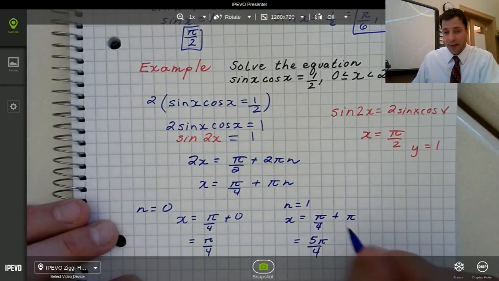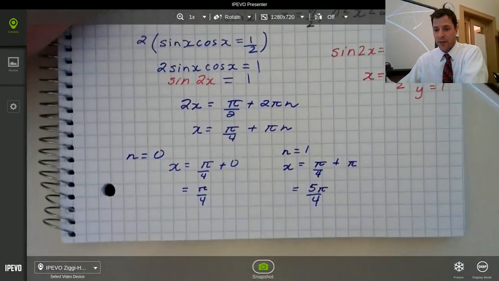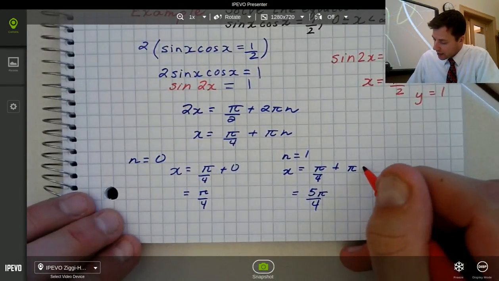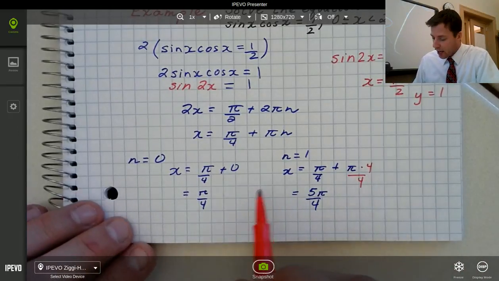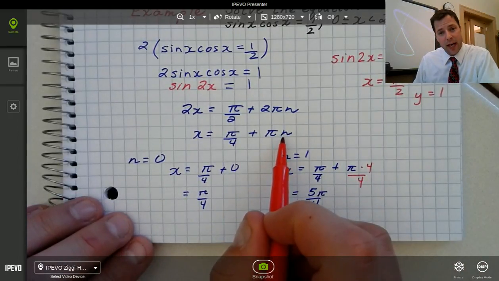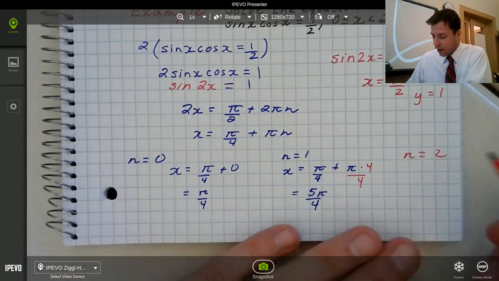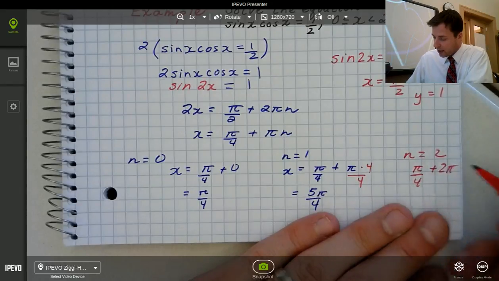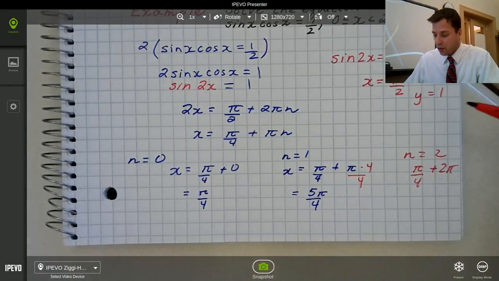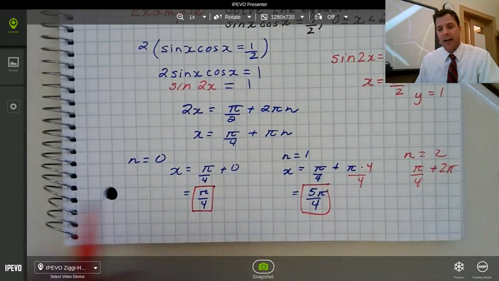If you make this a common denominator, if we take this and say times 4 over 4, okay. And if we tried another one after that, if we let n equal 2, we're already past that, because you can't have pi over 4 plus 2 pi, because you're only going to 2 pi. So your only two solutions here are pi over 4 and 5 pi over 4.